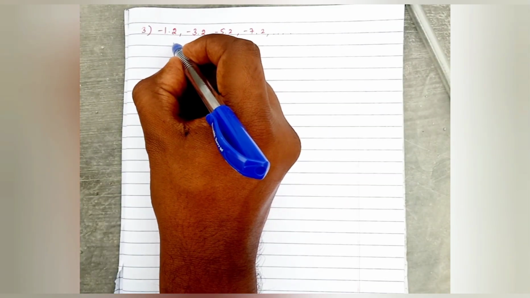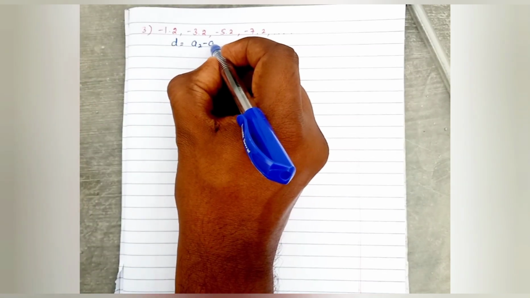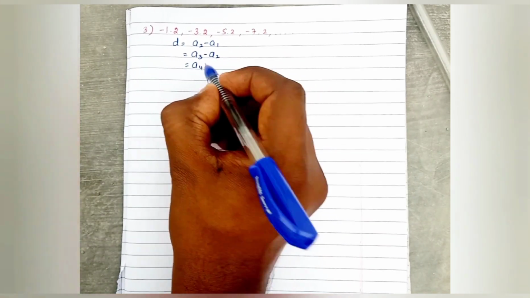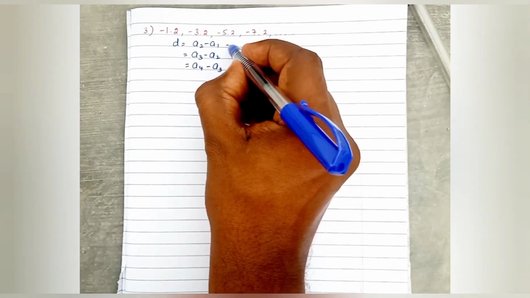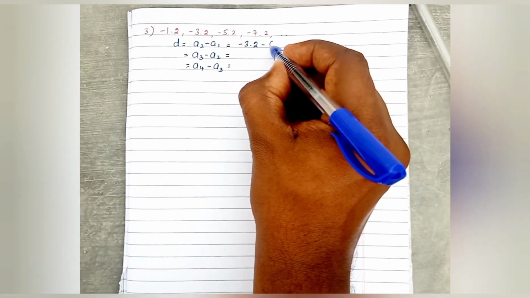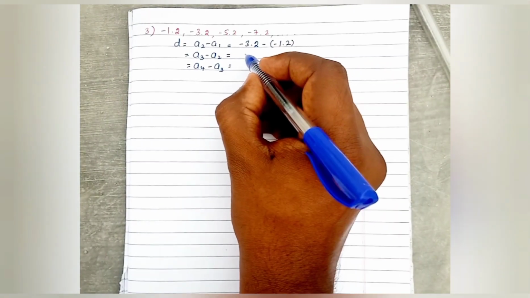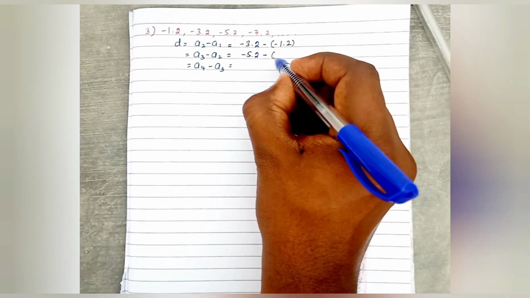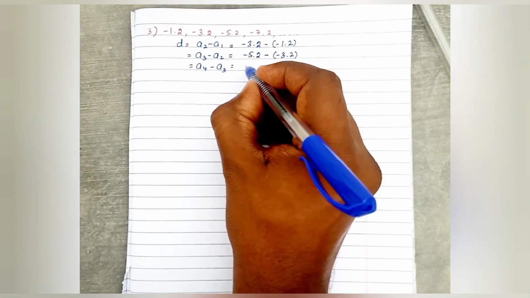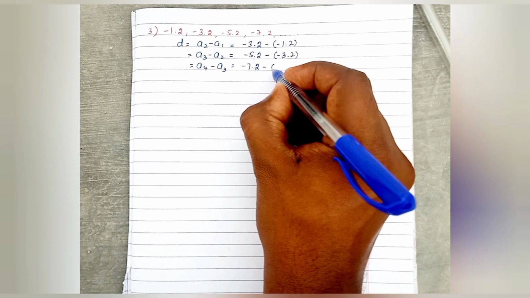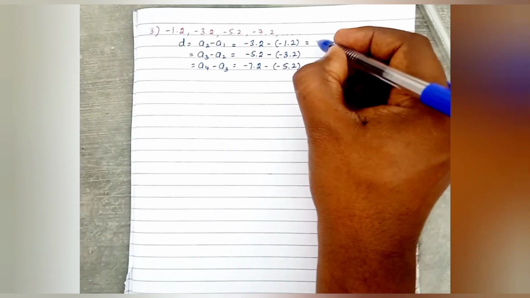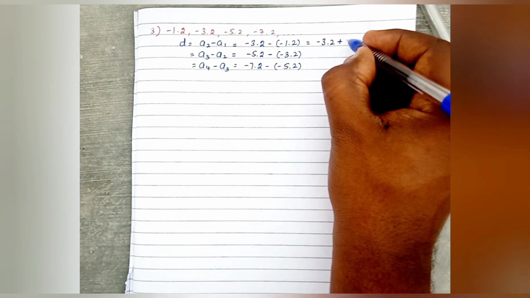Moving to the next question. D equals A2 minus A1 or A3 minus A2, A4 minus A3. What we are doing here is finding out whether the common difference exists. What is A2? It is minus 3.2 minus of minus 1.2. That is, A3 is minus 5.2 minus of minus 3.2. Then A4 is minus 7.2 minus of minus 5.2. Now students, minus into minus is plus, so minus 3.2 plus 1.2.